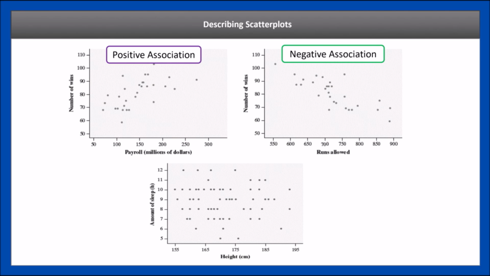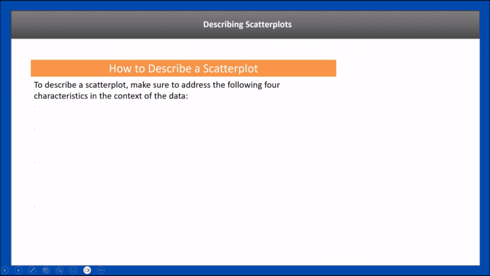All right, so then the other scatter plot describes the amount of sleep and the height. Does sleep correspond to the height? In this case, we wouldn't expect that sleep would correlate with height. So if you look at the data here, it seems to be all over the place. And therefore, this is no correlation, or no association, rather. So there's no association between the two variables according to the data set.